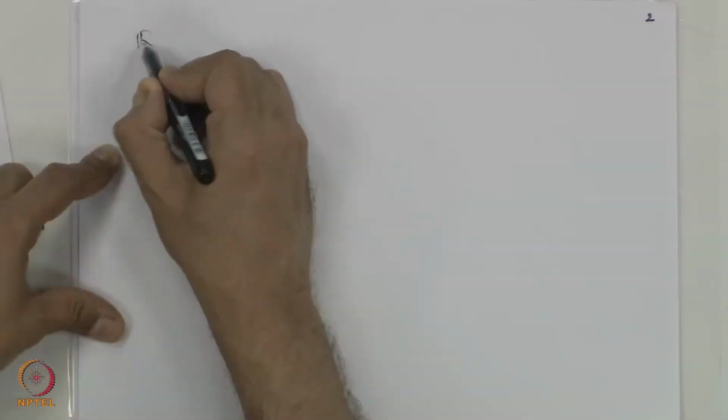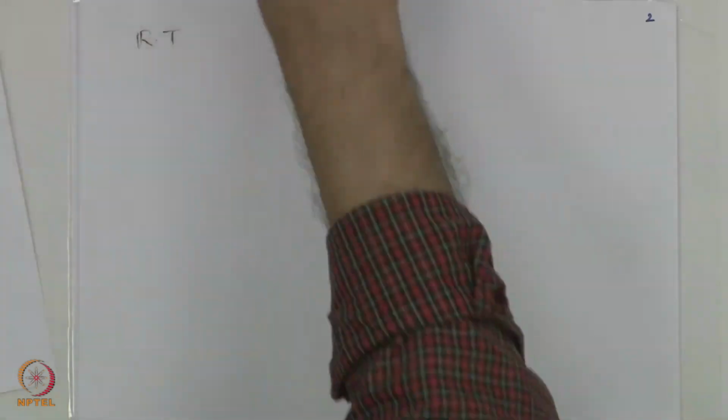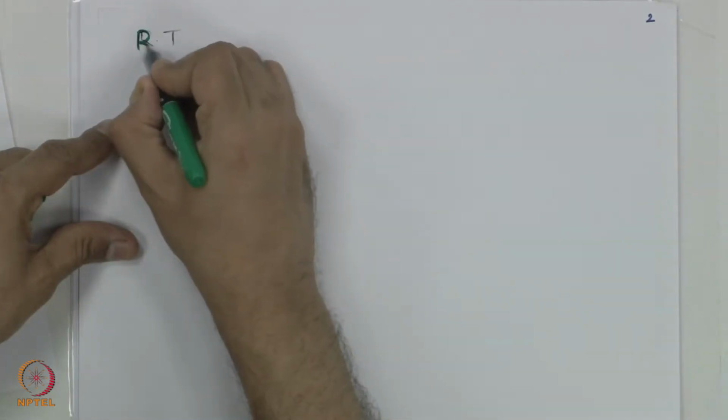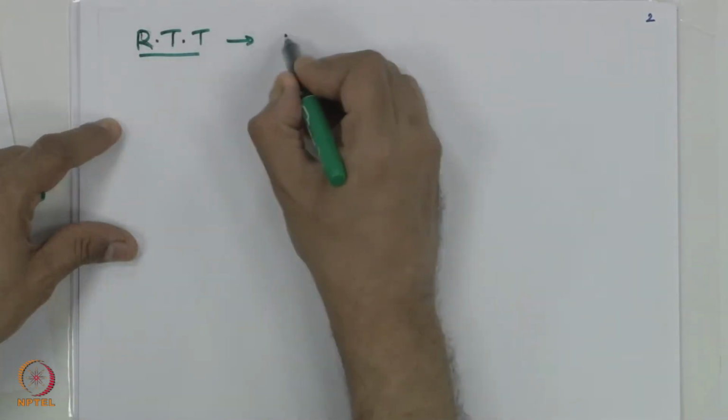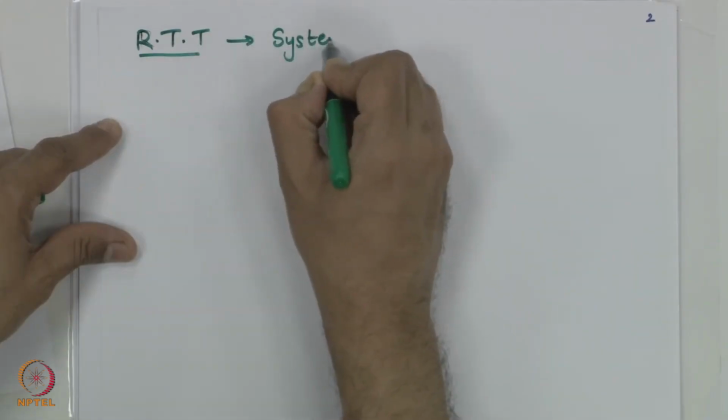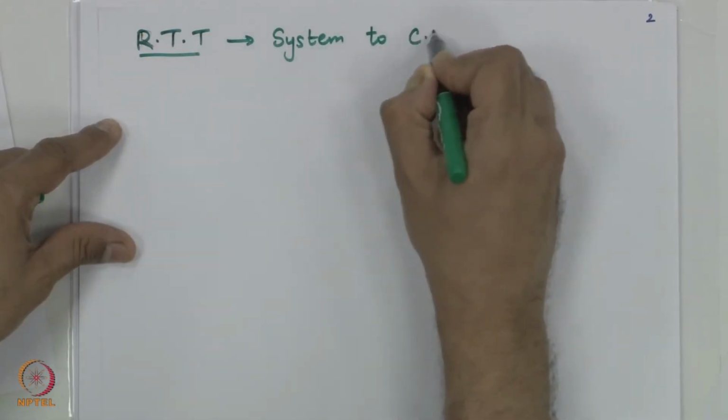So, if I think of a system and a control volume, the Reynolds transport theorem, called RTT, relates the system analysis to a control volume analysis.